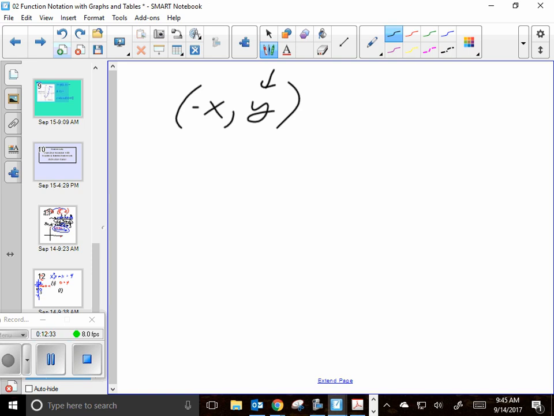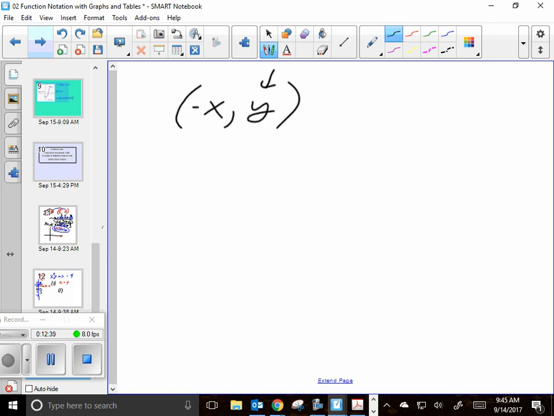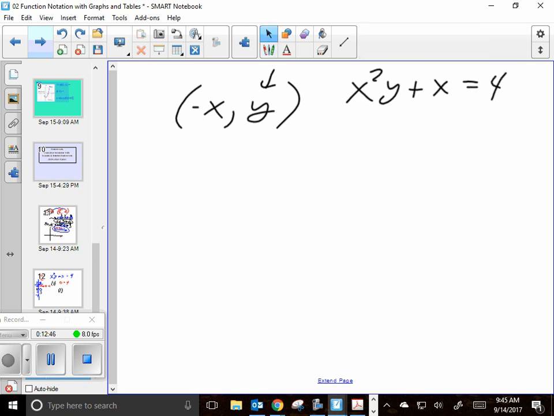All right, so now I'm going to go back to that problem we just had, which was x squared y plus x equals 4. And I'd like you to test it for y-axis symmetry by plugging in the negative x and the y. I'll pause while you give that a shot.